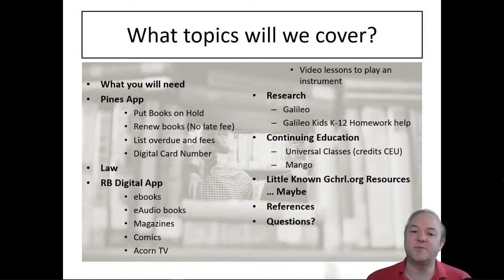And a big one, and I'll probably talk about it for a while, is Universal Class. Have you ever heard of Universal Class? The big thing about that is not only can you get continuing education credits, but if you do complete any of the courses, you do get a certificate, and it's also a digital certificate that you can actually post on a resume or something.